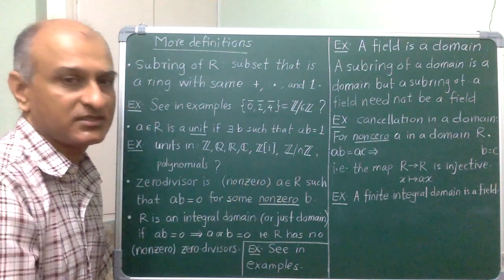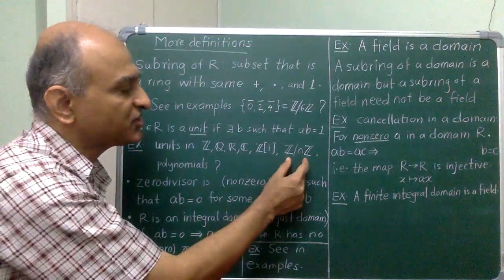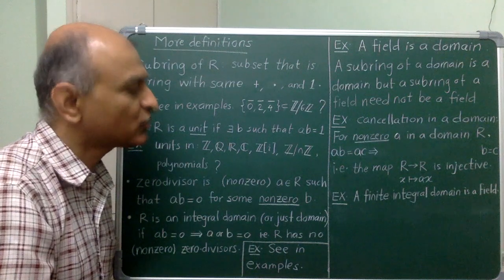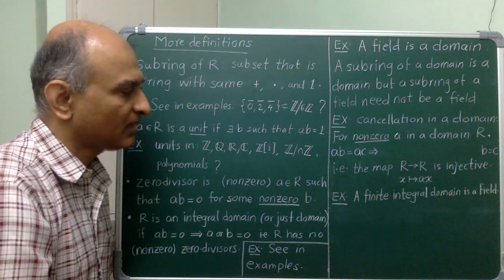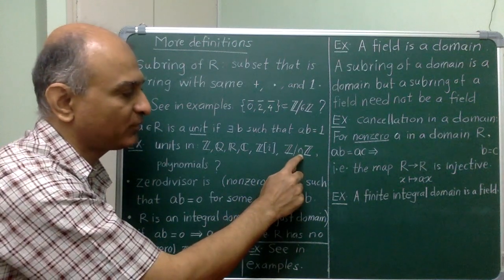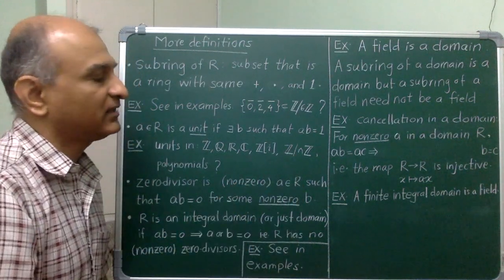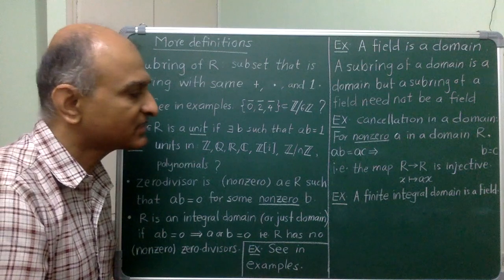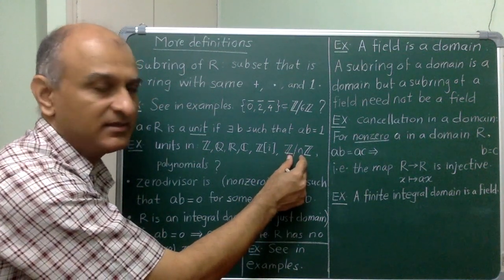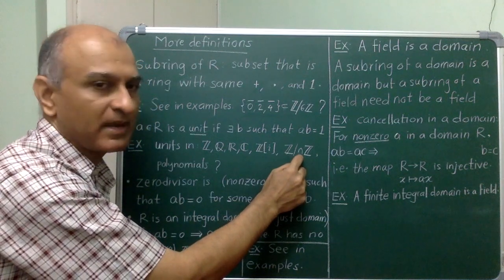In integers modulo n, units are going to be precisely those congruence classes such that the numbers in them are relatively prime to n, and the way one sees this is by the exact same argument that we used to show that Z mod nZ is a field precisely when n is a prime number.